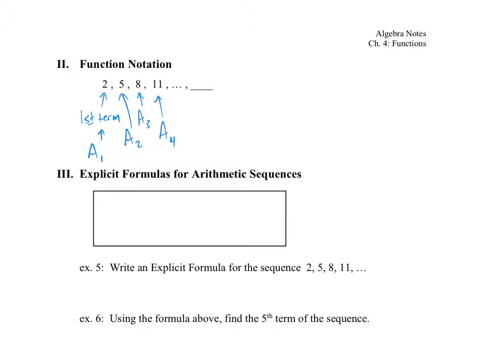Fair enough? A lot of times they're going to use A in this section because it stands for arithmetic sequence, showing that it's one that has a constant difference getting from one number to the next.